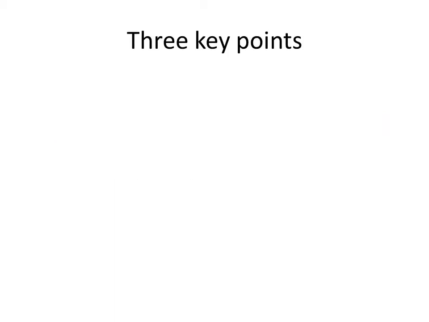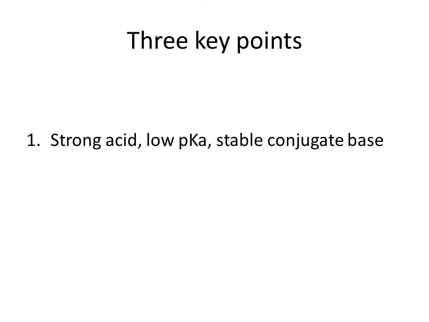To help you predict the outcome of an acid-base reaction, I'm going to give you 3 key points to consider and that you can use right away in your study. In my last video, and probably in the remainder of the videos I'll make in chemistry, I'm always going to give you 3 points that you can take away and use immediately. First one for today: strong acids have low pKa values, and also strong acids, when they dissociate, have a stable conjugate base. I went over these in detail in my first video.